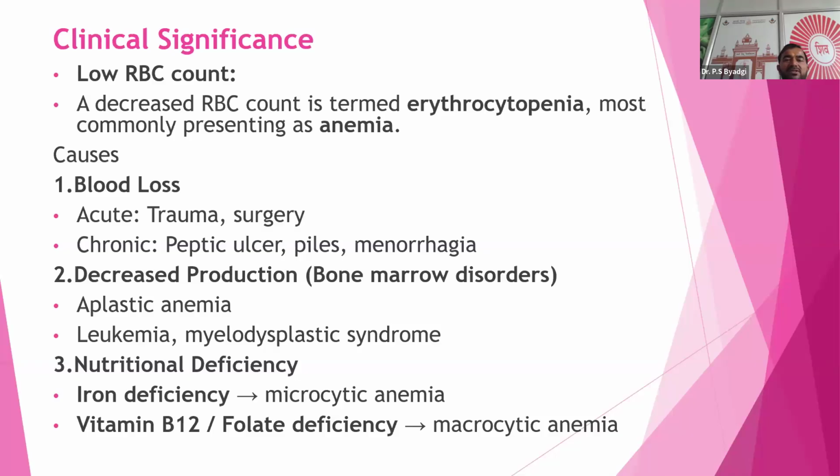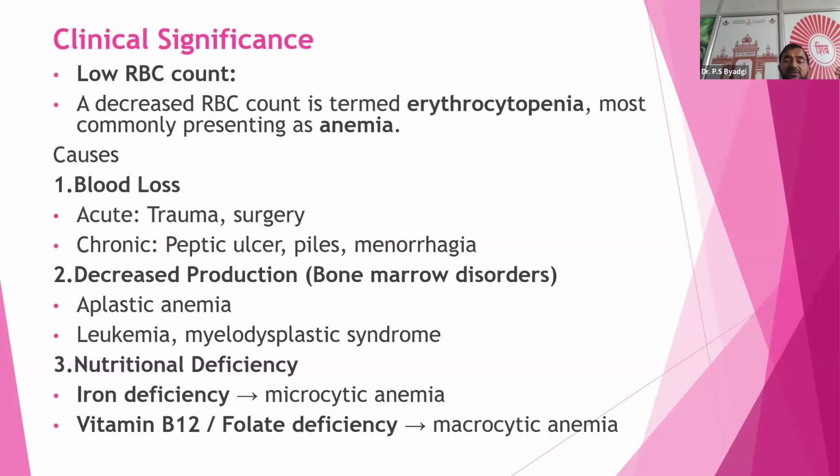So that may be the reason where there will be an acute blood loss, and as a result of that, the count is decreased. And in case of the chronic, the peptic ulcer, piles, or the menorrhagia, in all these conditions the gradual loss of blood takes place over a period of time, and that's considered as a chronic blood loss.